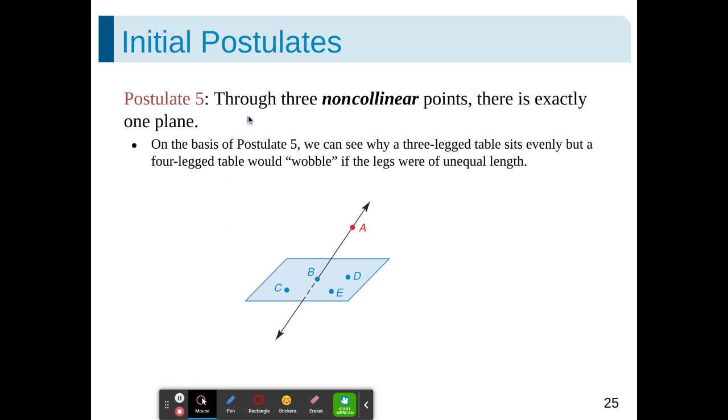So we know that postulate 5 says through three noncollinear points, there's exactly one plane. So C, E, and D are noncollinear, or B, C, E are noncollinear, any combination. So they're not on the same line, so therefore they can make up a plane. And we can see why a three-legged table sits evenly, but a four-legged table would wobble if the legs were unequal in length. Just chew on that for a minute and see what that says to you.